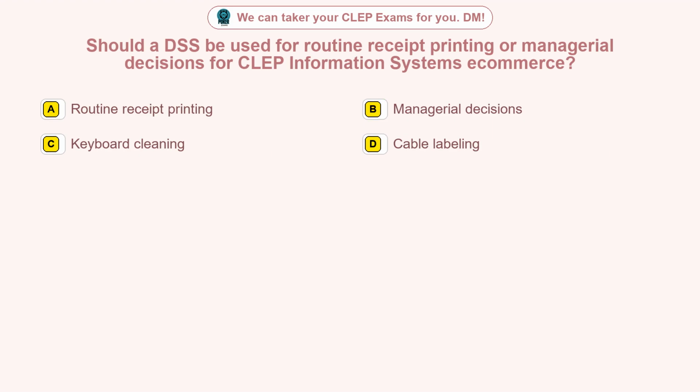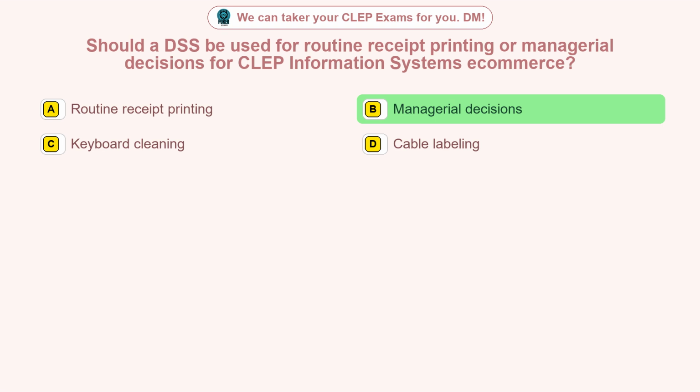Question 8. Should a DSS be used for routine receipt printing or managerial decisions for CLEP Information Systems Ecommerce? Option A. Routine receipt printing. Option B. Managerial decisions. Option C. Keyboard cleaning. Option D. Cable labeling. The correct answer is option B.